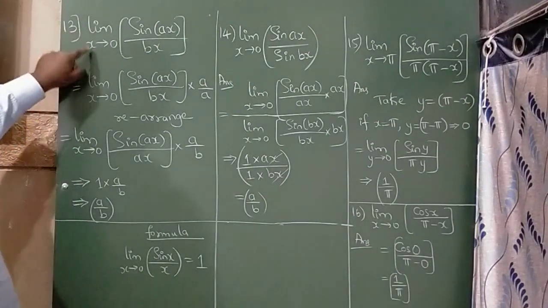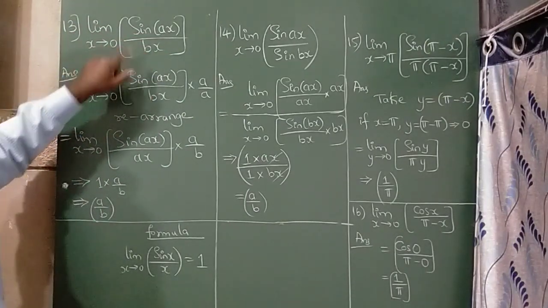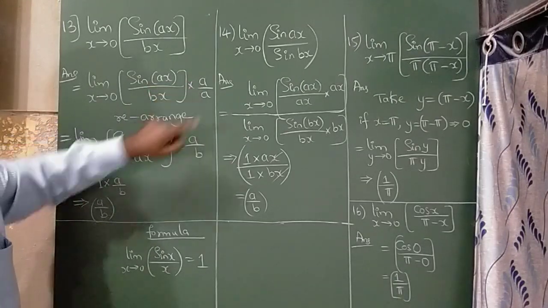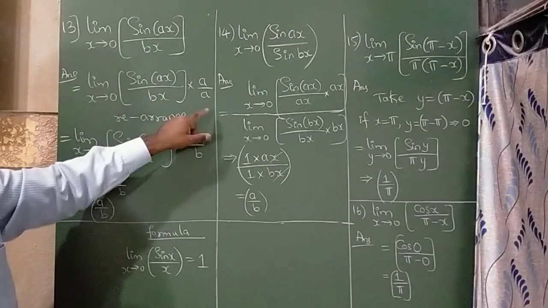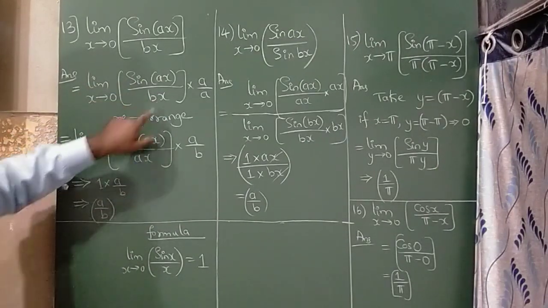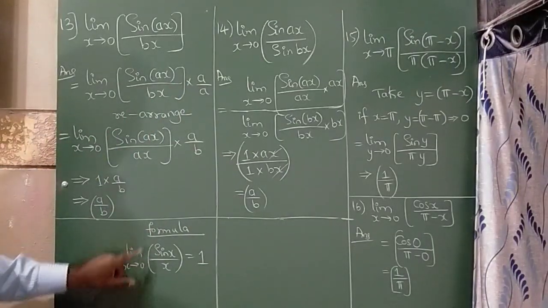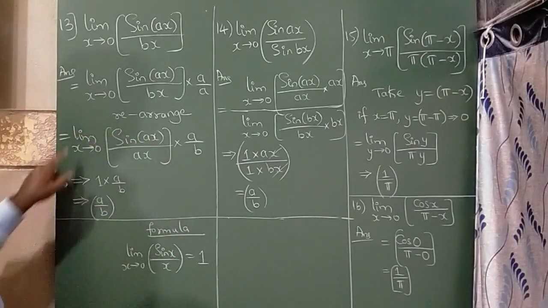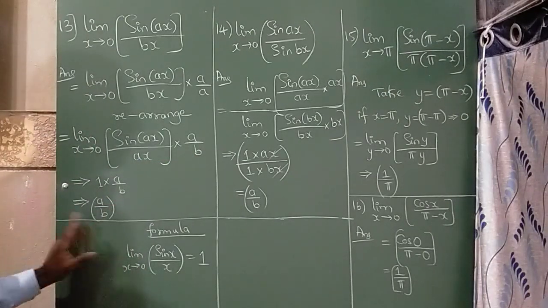Thirteenth question. Limit x tends to 0, sin ax divided by bx. Now here what you have to do is I have divided and multiplied by a. Fine. I am going to rearrange now. In place of b, I am going to interchange this. So you can see here I have written all the terms same, but in place of b, a, and in place of a, b. You can tell I have interchanged. Fine. Now this whole term is a formula. Limit x tends to 0, sin x upon x is 1. So this whole term will become 1 into a divided by b. So final answer is a upon b.